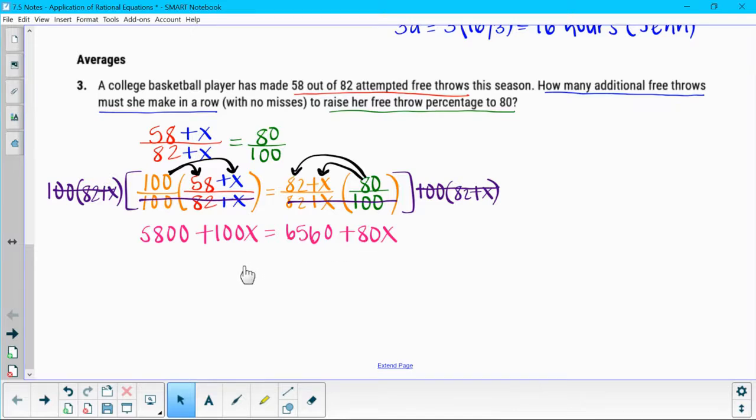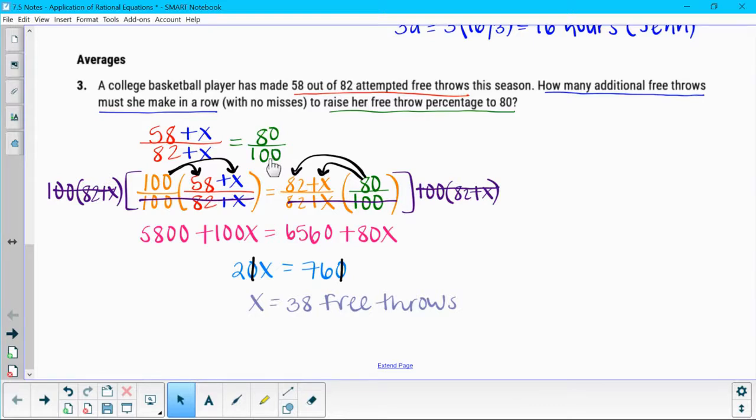Move all of my x terms to one side and my number terms to the other, and I divide. So something you can also do, a little trick, both of these end in 0, so really it could be divided by 10 and they kind of cancel each other out, and I end up with, instead of dividing 760 by 20, now I'm dividing 76 by 2. So x means that they need to make 38 free throws in order to get that free throw percentage up to 80.